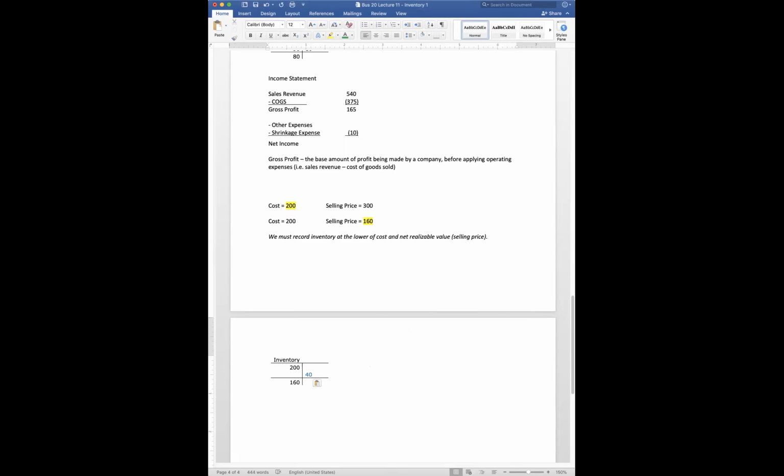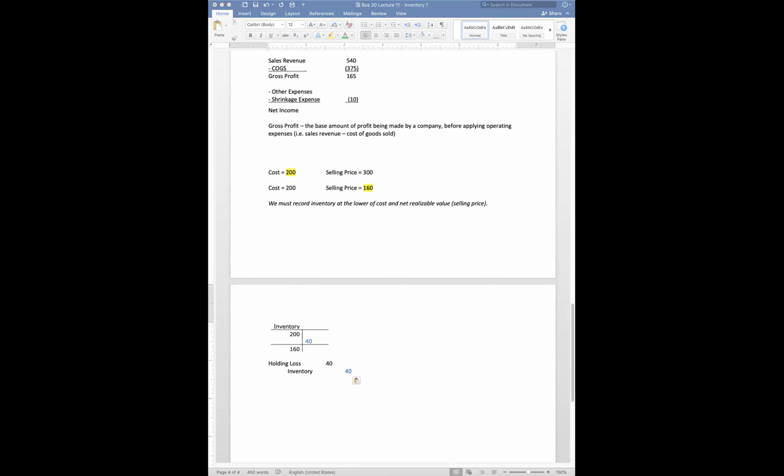All right, so we're going to have to make an adjusting journal entry for that. So we're going to have to decrease or credit inventory by $40, and the debit goes to holding loss. So this is a loss on the income statement. Remember we talked about losses last class. We call it a holding loss because we held on to our inventory for too long. So instead of selling it quickly, we held on to it and we lost money. So that's why it's called a holding loss.